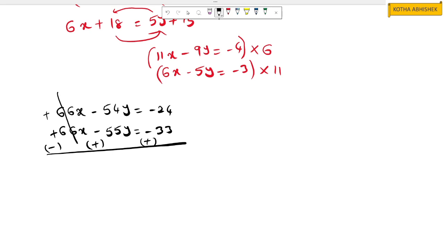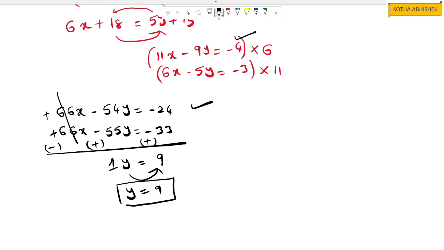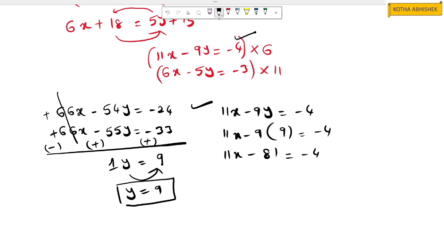Plus 66 minus 66 cancel. Now minus 54y plus 55y, right? So that is 1y or simply y, which equals 33 minus 24, which is 9. So the y value is 9. Now substituting this y value in any one of the equations, before multiplication or after multiplication, you can substitute. Now I am taking the equation number 1 before multiplication, that is 11x minus 9y equals minus 4. 11x minus 9 into the y value 9, which equals minus 4. 11x as it is, minus 9 9s are 81, which equals minus 4.